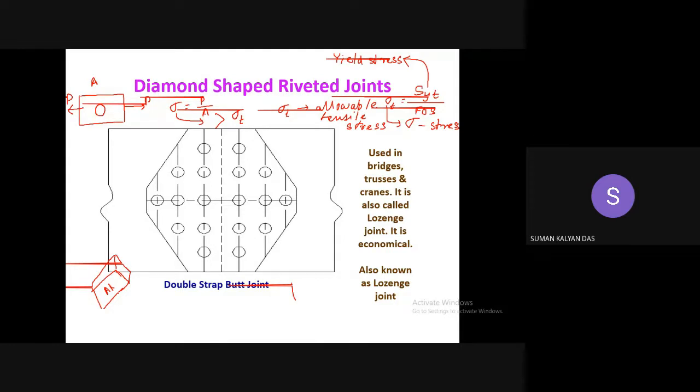Have you done the experiment in the lab with the UTM? Sir, extract a dog bone structure and test it on UTM. Okay, so what we can do is from this particular raw material, we can make a specimen something like this.